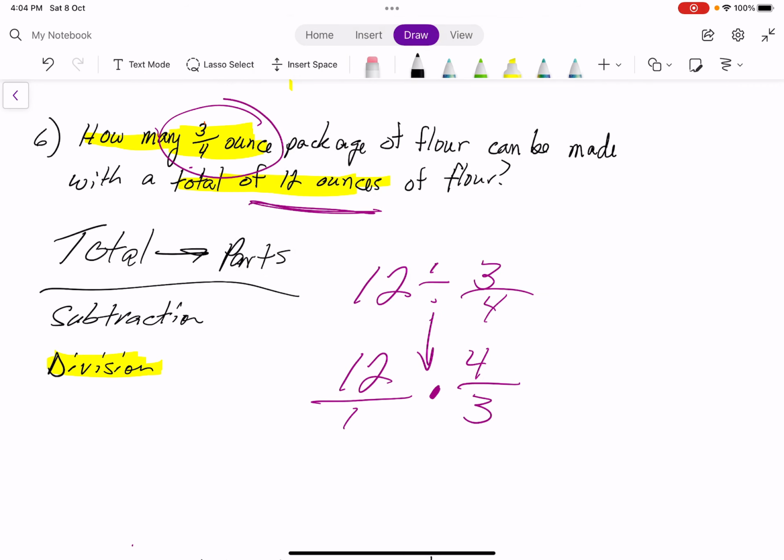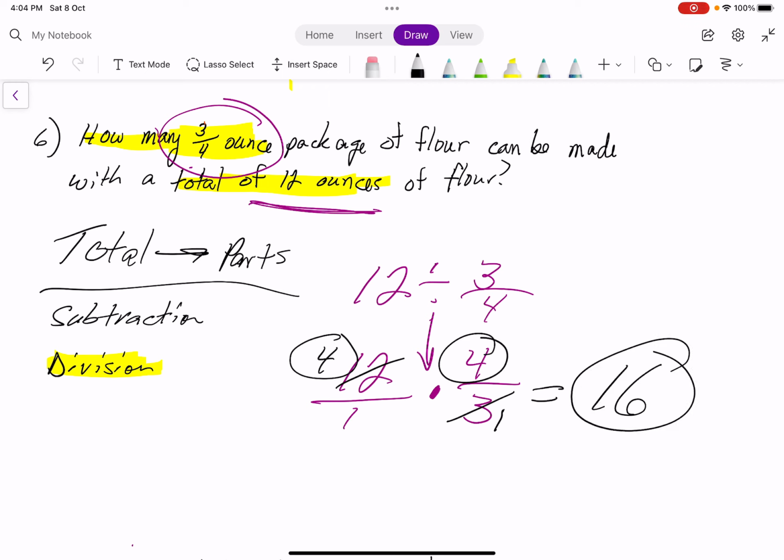And then from here, 3 goes into 3 once. 3 goes into 12 4 times. So we can do 4 times 4, which is 16. So we can make a total of 16 packages that each are 3/4 of an ounce when we have a total of 12 ounces of flour.